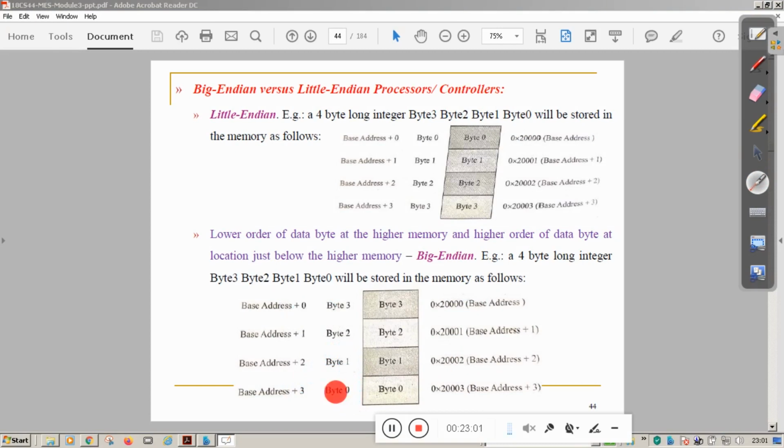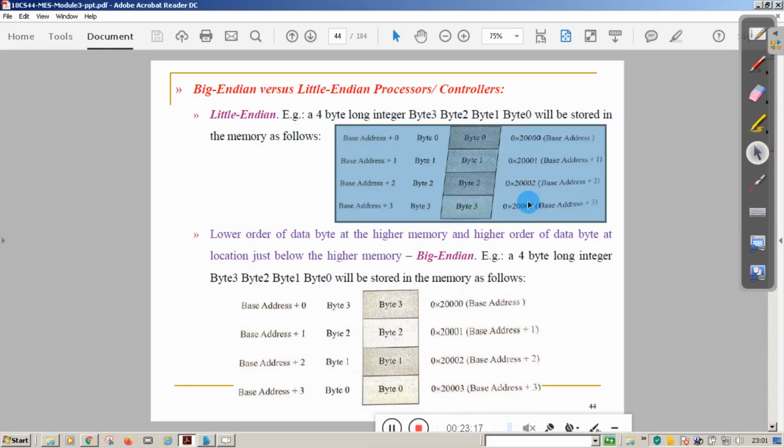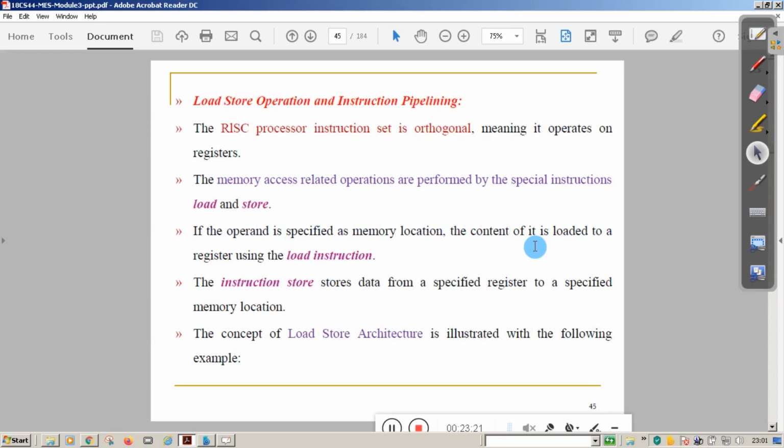So the lower byte is stored here in the higher address and the higher byte is stored in the lower address. So this is the difference between little endian and big endian. This indicates the order in which data are stored in the memory.